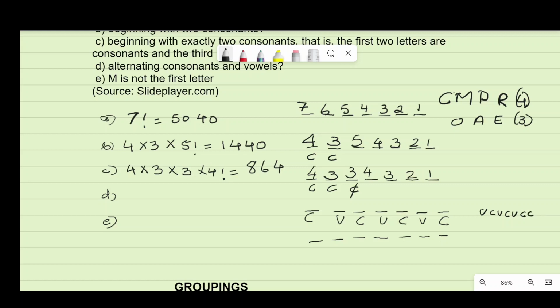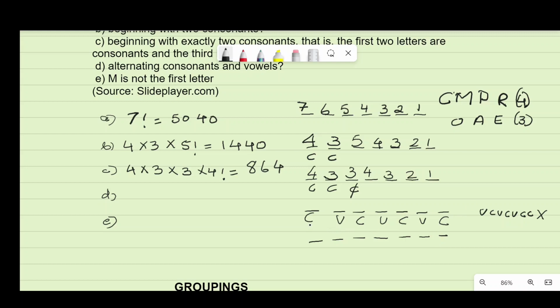It will still be a consonant because we have 4 consonants and 3 vowels. The number of consonants and vowels are not the same. So this arrangement is not possible. We cannot start with a vowel when it says alternating consonants and vowels. So only this arrangement is possible in this case.